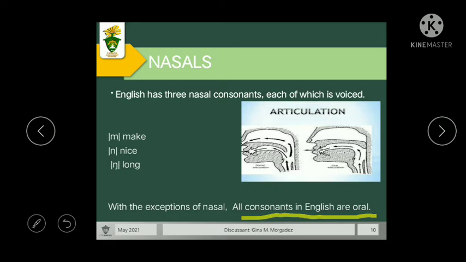So just like the plosives, the 6 plosives in English, the manner of articulation of nasals and plosives is likewise identical, except that the air flows through the nasal cavity rather than the oral cavity.